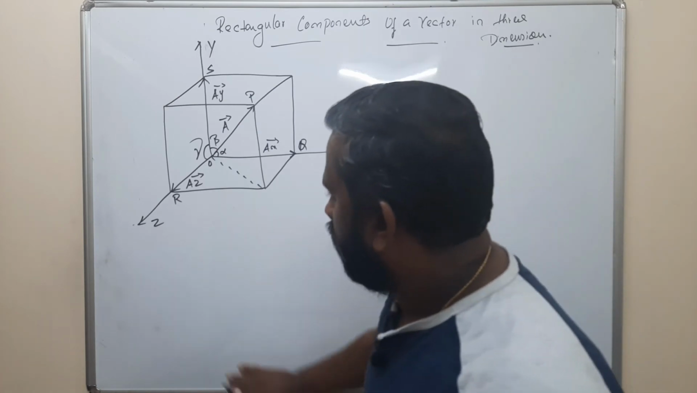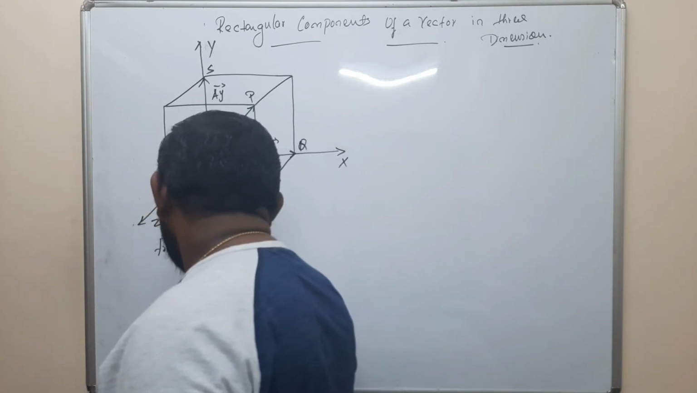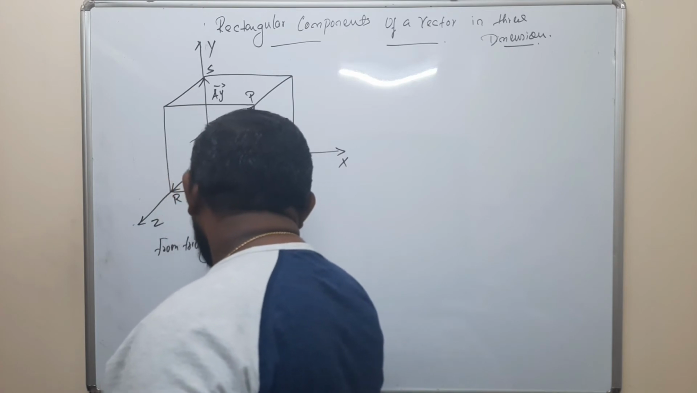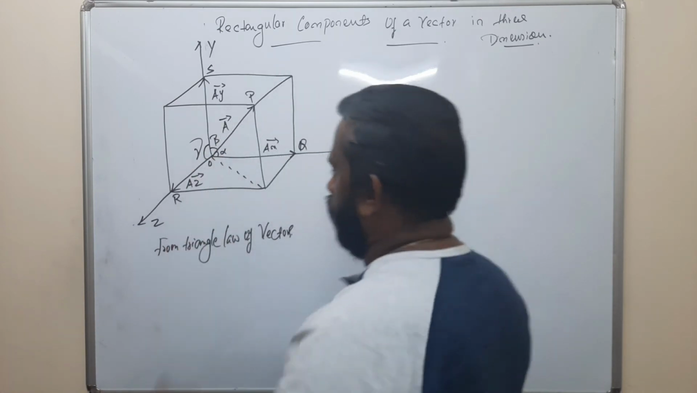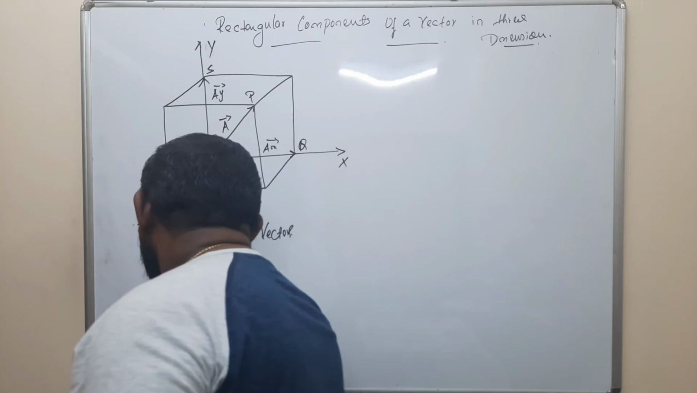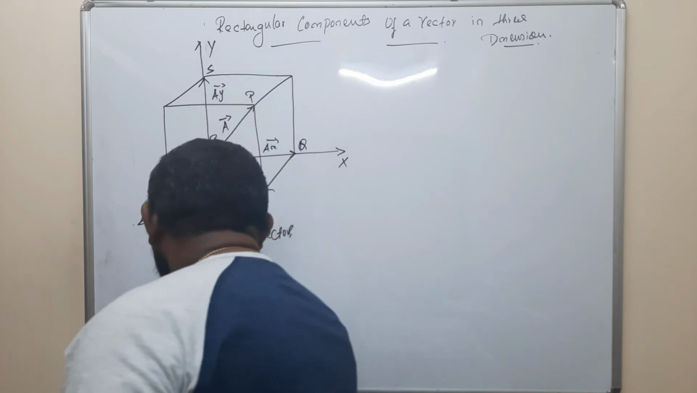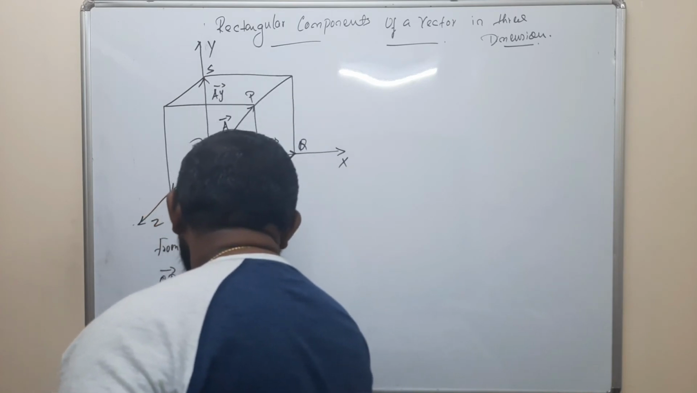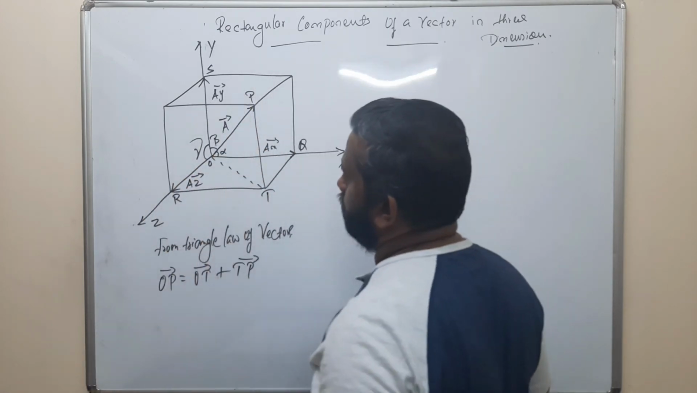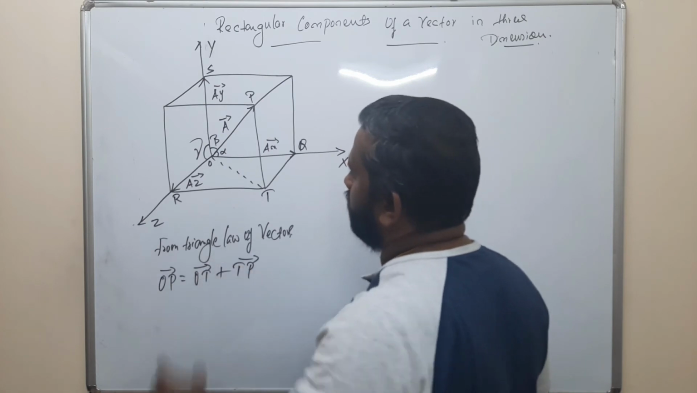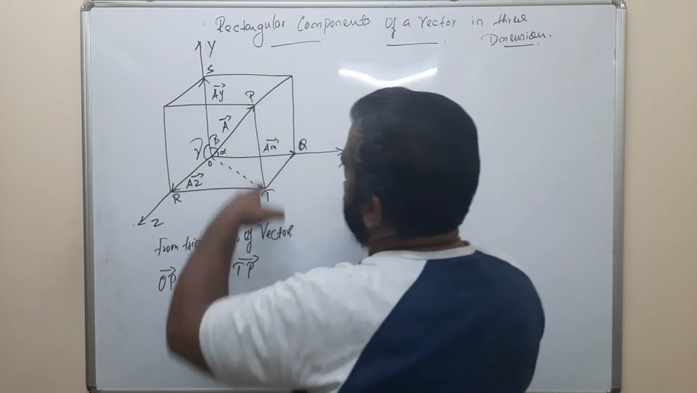So from triangle law of vectors, OP vector is equal to OT vector plus TP vector. So I am considering this triangle, that is OTP. According to triangle law of vectors, we can write OP vector is equal to OT vector plus TP vector.